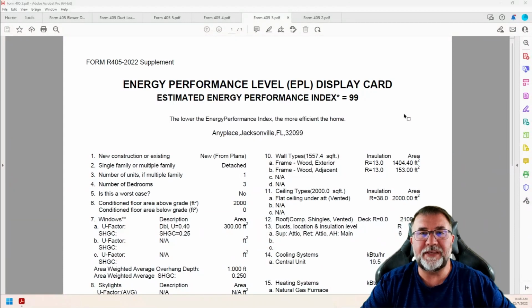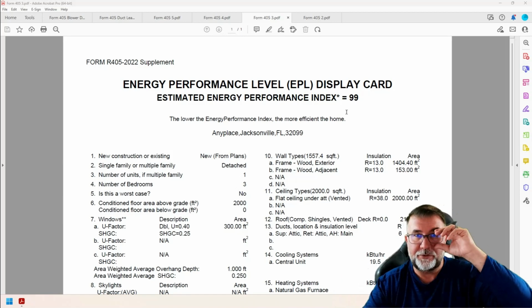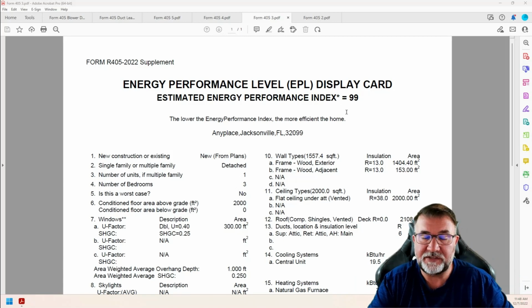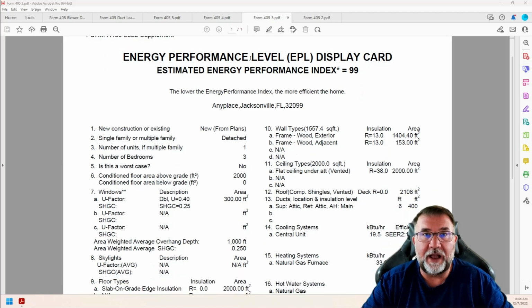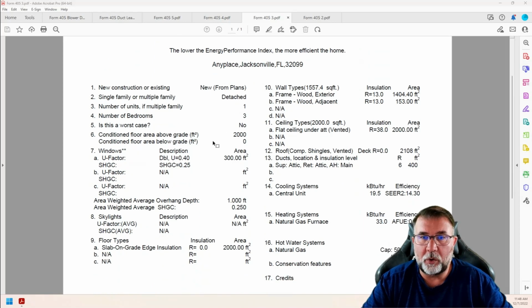Now here's the EPL card, and this is the paper that actually stays with the house after we're done with the energy calculations and we turn them in to the builder, the architect, the HVAC company, or the homeowner. This is the one that stays. And this is when the builder comes out, the building inspector comes out. He's going to be looking at this EPL card, as well as some of the other documents I'll show you in a minute, to confirm that what's on here is accurate to what the house was actually built with.